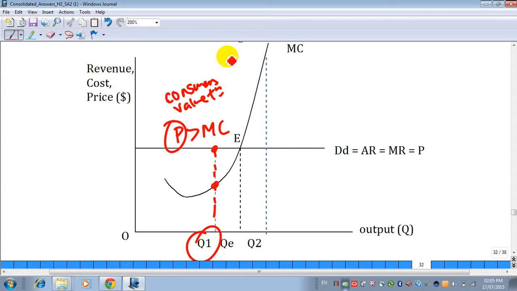Okay, at Q2, on the other hand, you will see that the MC is greater than the P. At Q2, you hit the demand curve, you get the P. MC is greater than P, which means that P is less than MC. Consumer's valuation of the good is so much lesser than the cost of producing it, which means the consumers are not valuing it that highly relative to the cost. Why are you producing so much of it? You should produce less. So currently we say that there is an overproduction.